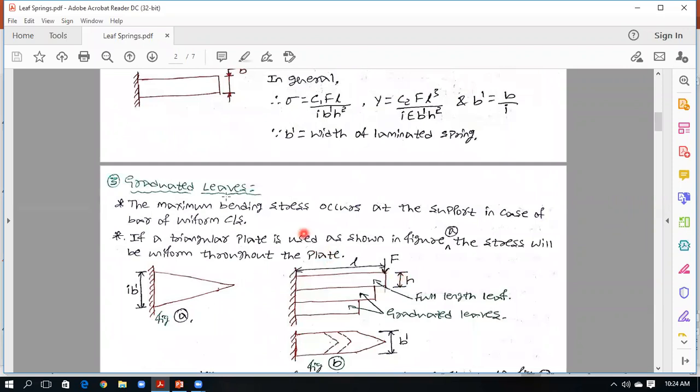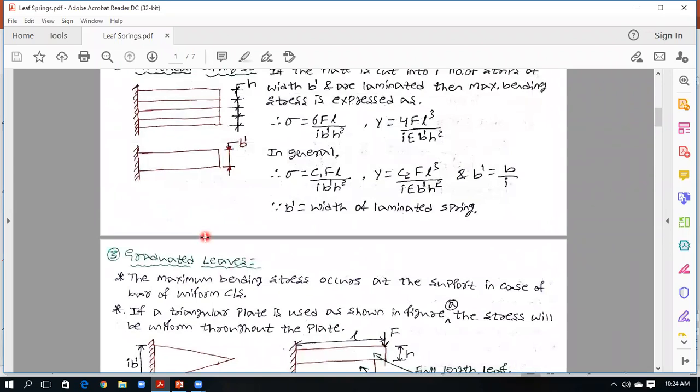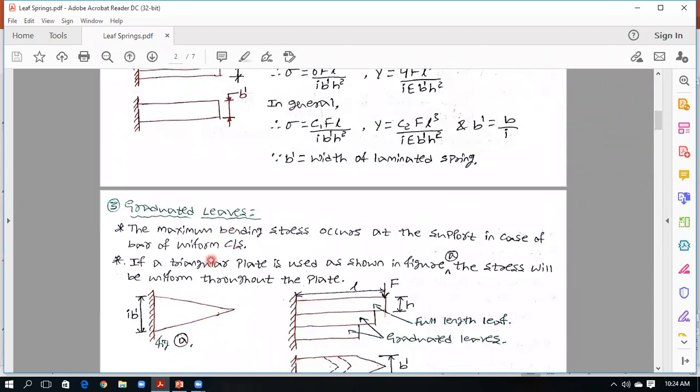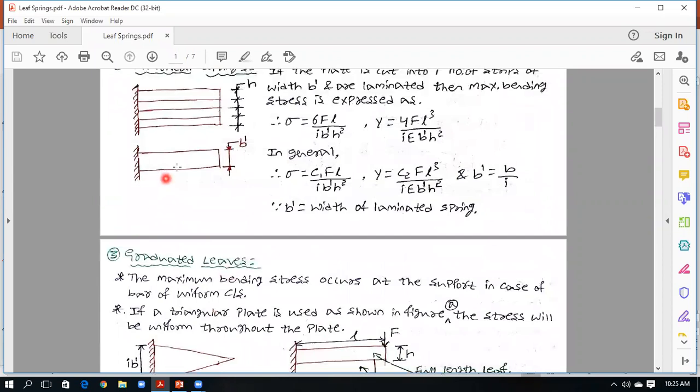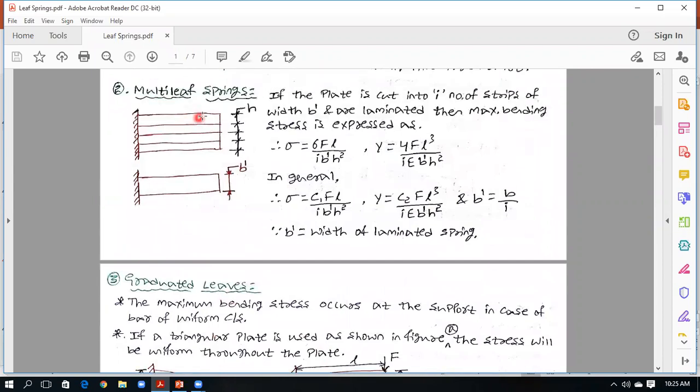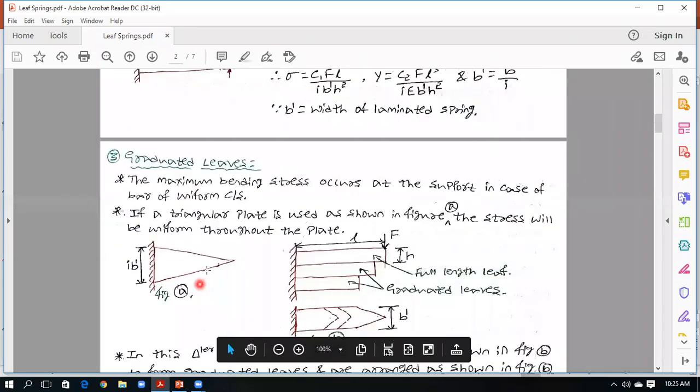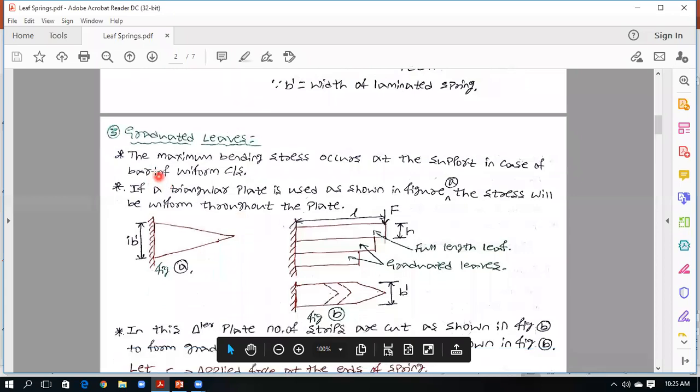If it is having more than one leaf, it is called leaves. In the previous one, if the member is subjected to different types of loading, the maximum stress will be induced at the support. To make the stress distribution uniform, they will use the graduated leaves. We'll see what we mean by graduated leaves.